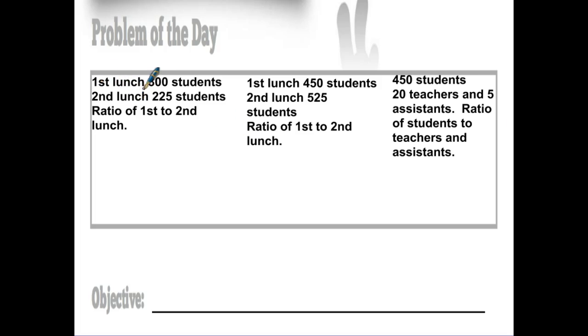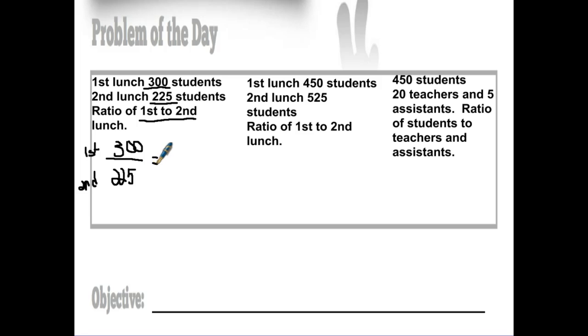First one, first lunch, there's 300 students. Second lunch, there's 225 students. What is the ratio of first to second lunch? So I'm first going to label. There's first. There's second. I have 300 students and 225 students. There's my ratio with first to second.